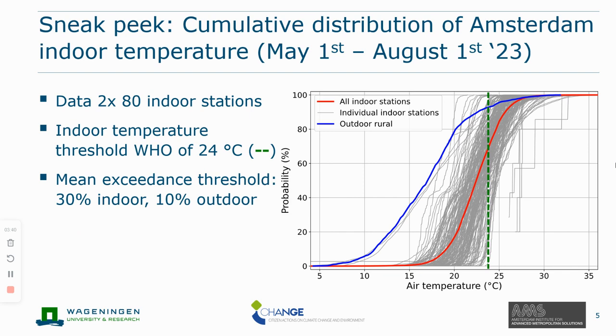Here we see a cumulative distribution of the indoor temperature. All the gray lines are the individual houses, and the red line is the mean. When we look at the threshold of 24 degrees, that's set by the WHO. If the temperature is higher than that, it's considered unhealthy. The indoor temperature actually exceeds this for 30% of the time, and the outdoor rural reference station only exceeds this threshold for 10% of the time. And as I said, I think the warmest days are still coming, so the difference will probably be much larger than this.